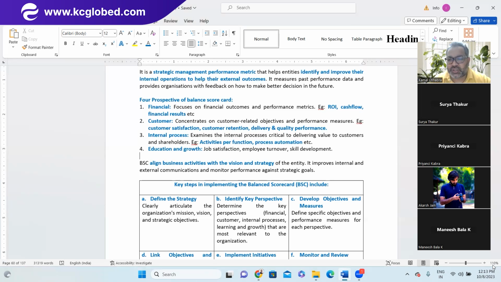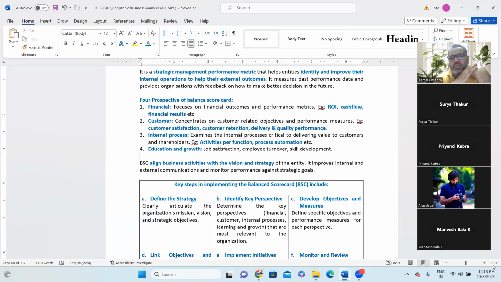And the fourth one is education and growth. Many of you are working in a big four company or in a big MNC. You might have seen in your organization you have a learning and development department, right? You have an L&D department. In the same way, your employer might be supporting you for higher education, like some of you are doing CPA and your organization might be supporting you. That gives job satisfaction, reduces employee turnover, and enhances the skill of the overall organization. So that comes under education and growth.